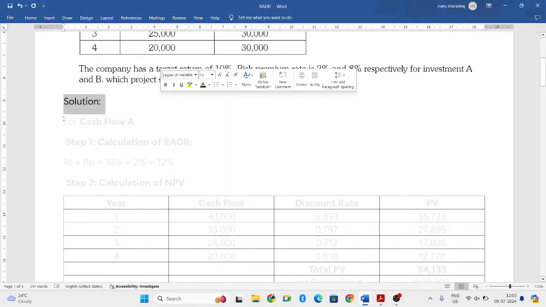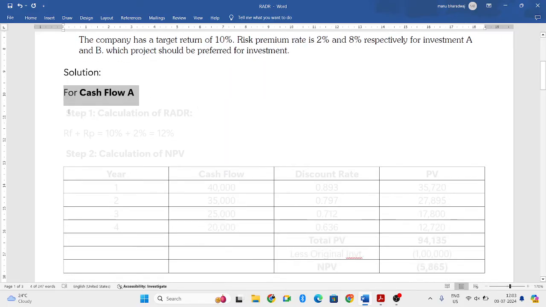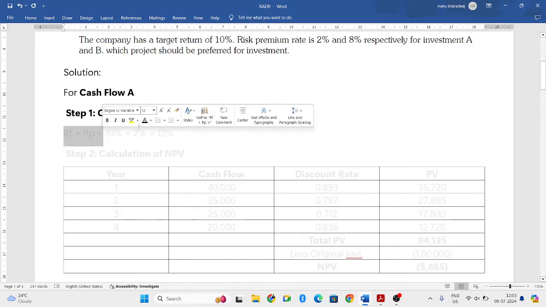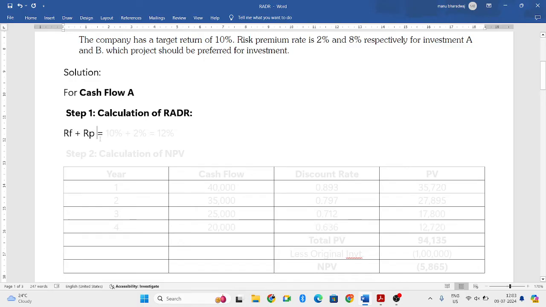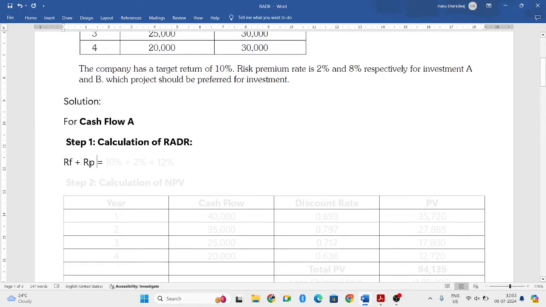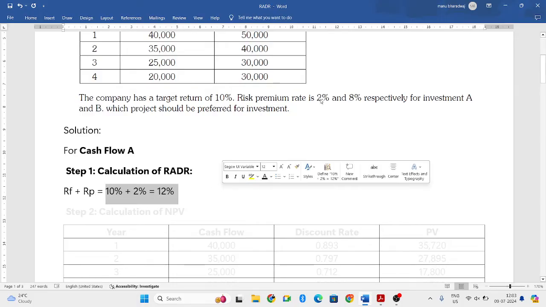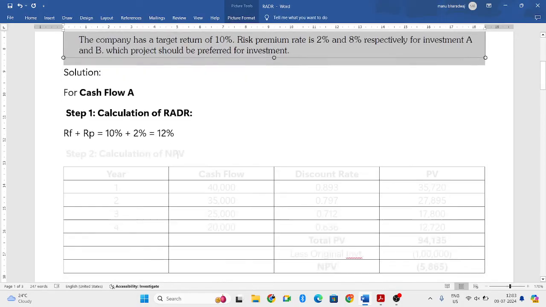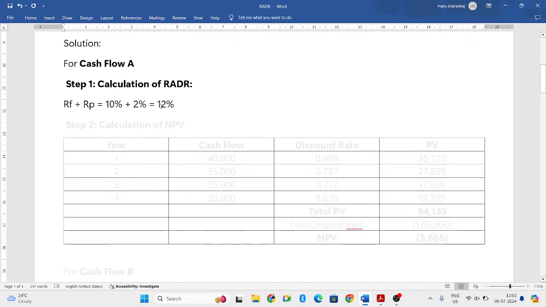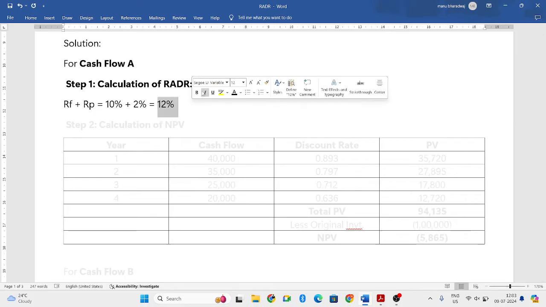So first let us solve for cash flow A. First, we calculate the risk adjusted discount rate. Step 1, we have to calculate the risk adjusted discount rate. The formula to find the risk adjusted discount rate is risk free return plus risk premium. Here risk free is 10% and for cash flow A the risk premium is 2%. So you will get RADR, that is the risk adjusted discount rate, which is 12%. This is required for us.